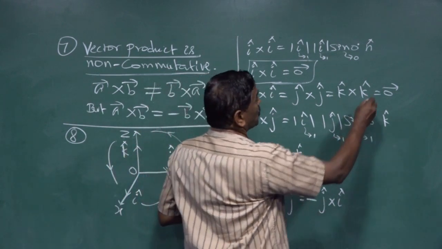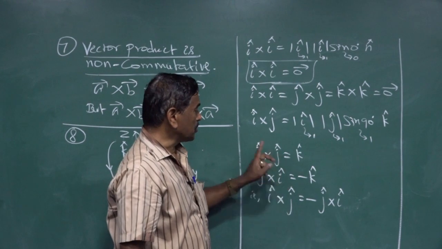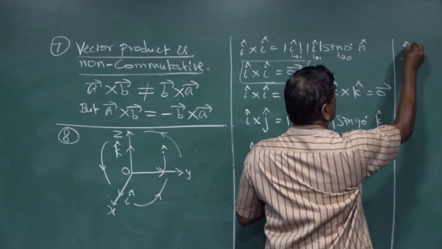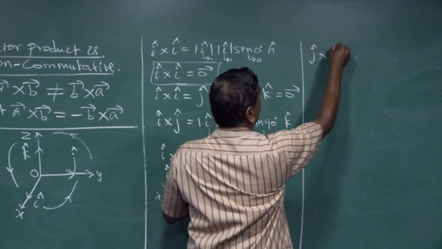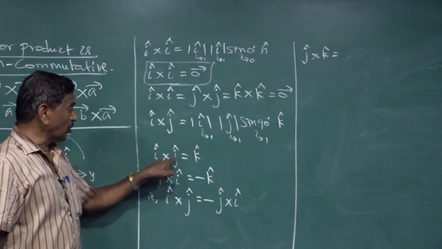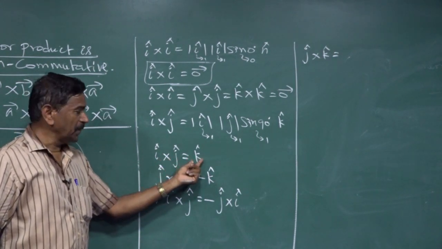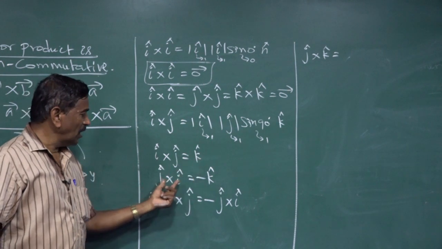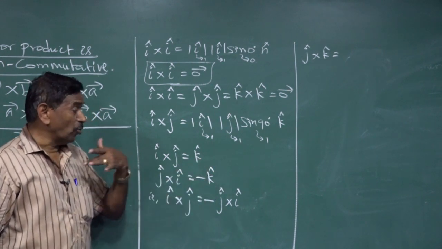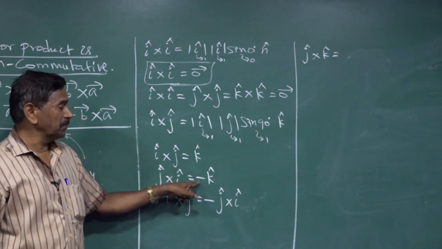Okay. Now, similarly, I to J is completed. Suppose now my question is J to K. That means, can you tell me what is J cross K? Here I cross J means I to J, here I and J are present, K is absent. So K will be the answer. Now my question is when plus, when minus. So that is the problem.